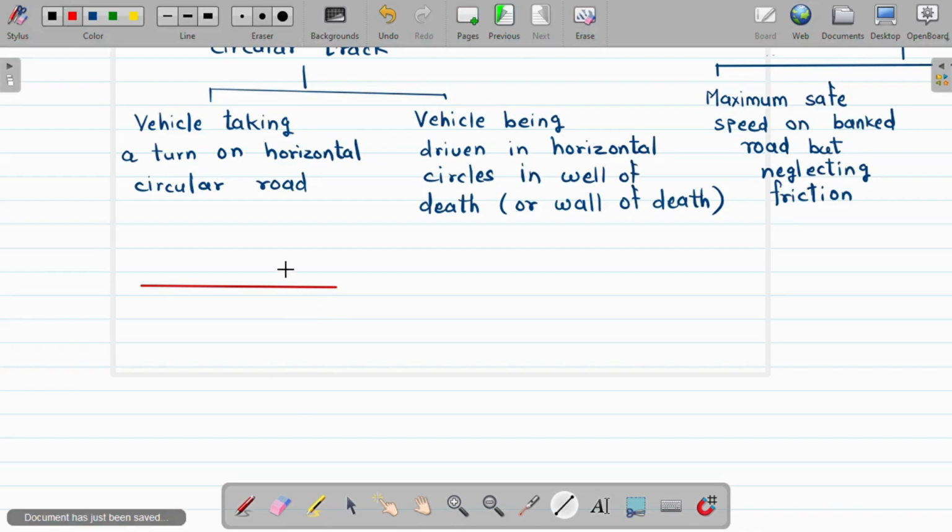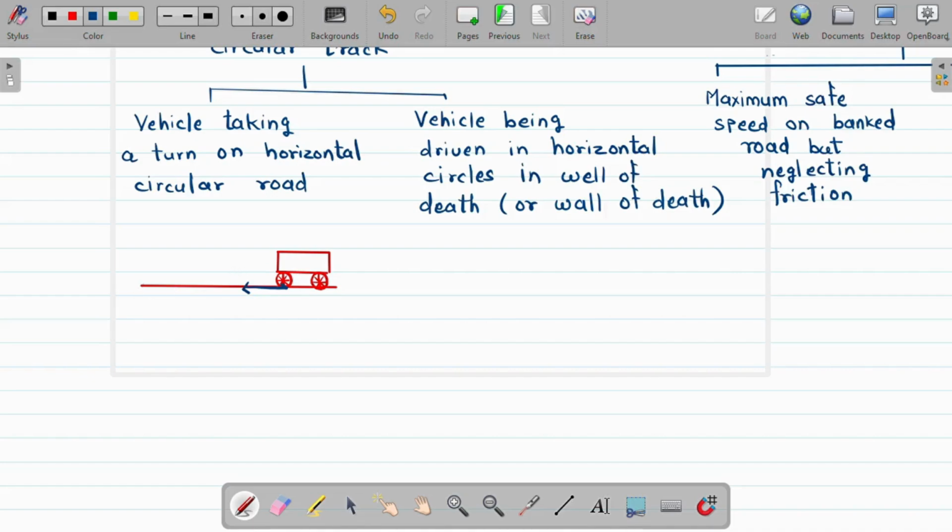Now let us draw the diagram. If this is the vehicle, do remember that in the board exam, in the answer paper, you are supposed to draw the diagrams with a pencil only. At any cost, please do not use pens to draw the figures, because pencil simplifies your job; using a pen does not give you any kind of marks.